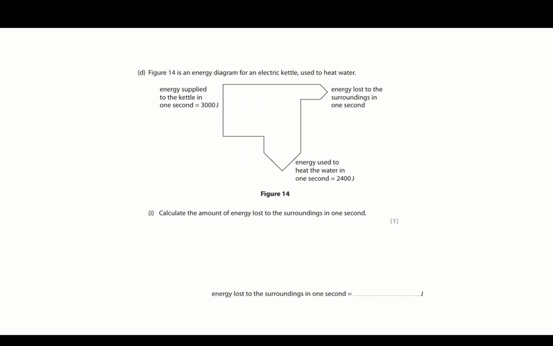Next one, we've got a Sankey diagram. So just going to have a quick check. 3,000 in, 2,400 to heat the water. So just highlight that. The rest is lost to the surroundings. That's dissipated into the air. Clearly that must be 600 joules. So it says calculate the amount of energy lost to the surroundings. Well, we've done that already. 3,000 take away 2,400 is 600.